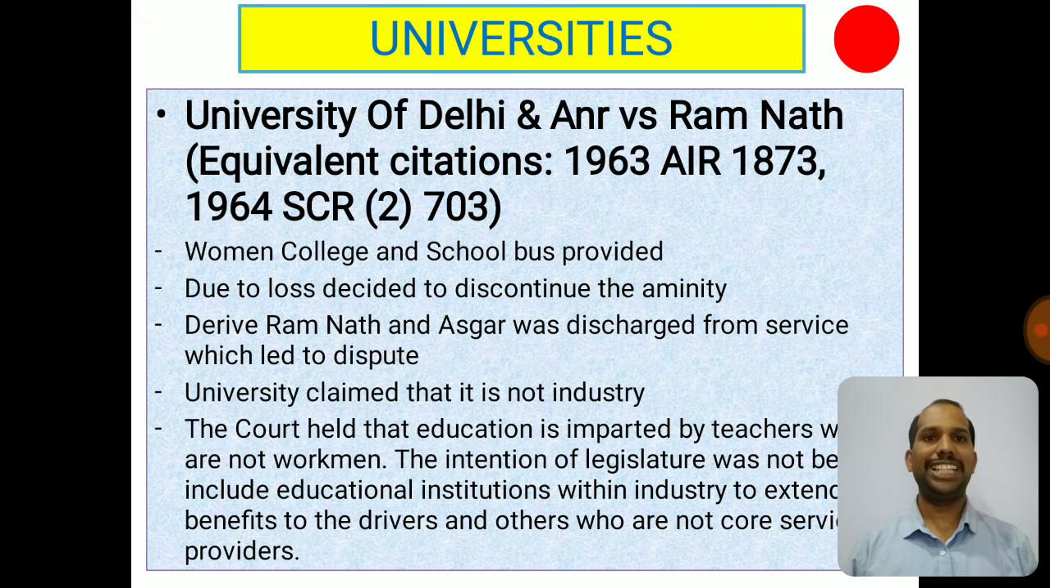This happened in the year 1963. This was the first case where they said something is not part of industry, that is when it comes to universities. What happened in this case? University of Delhi versus Anwar versus Ramnath. This is 1963 case. There was a women college run by University of Delhi. So they were giving bus facility for the women working in that university, but due to some loss occurred, they decided to discontinue this facility.